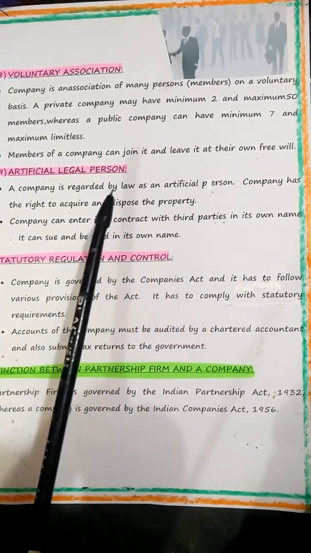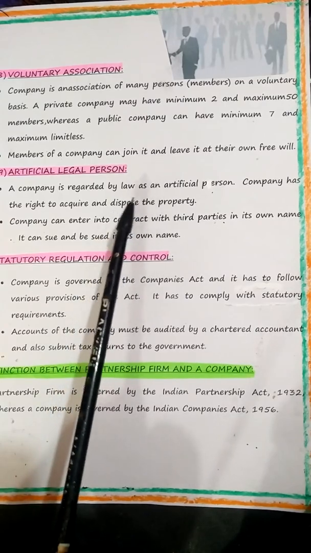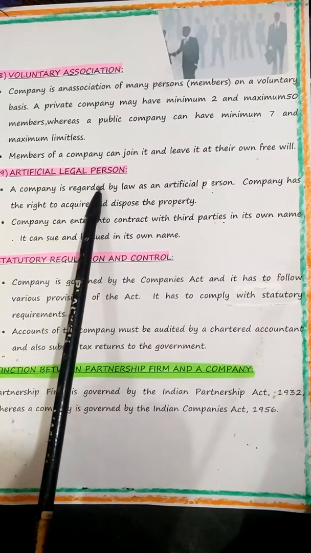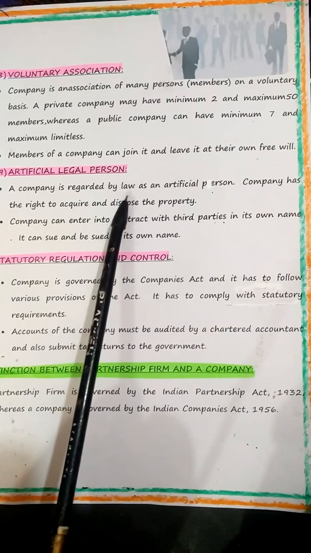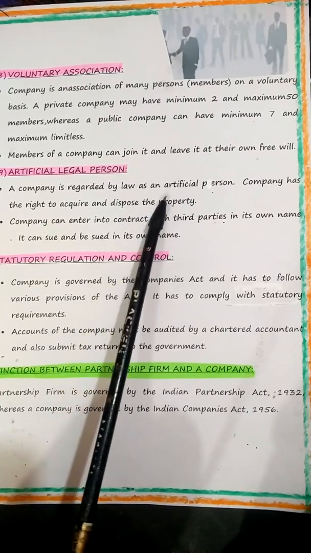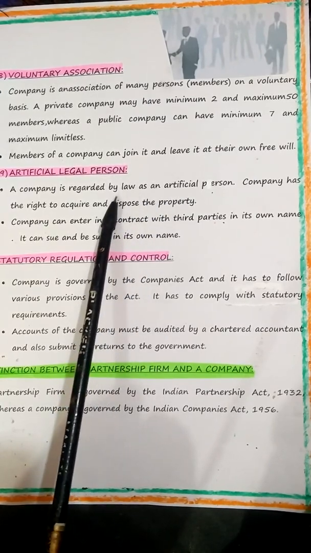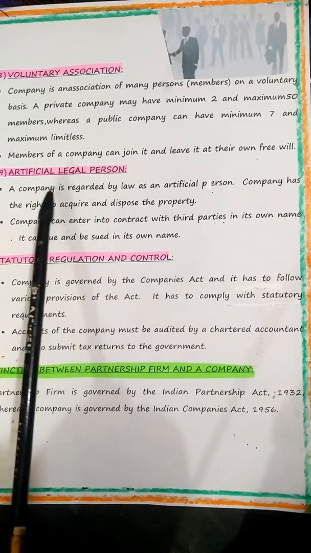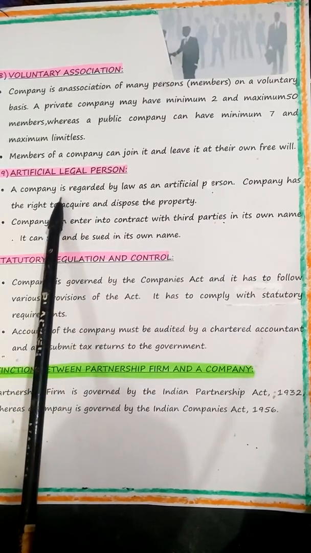So again, I'm telling you, what is an artificial legal person? Artificial legal person means a group of people acting as a single individual under law. When a group of people act as a single individual and form an association, that becomes an organization, a company. So you must understand this, children.